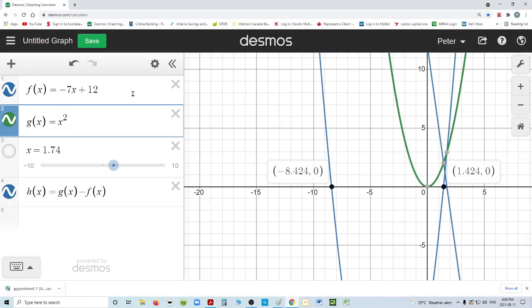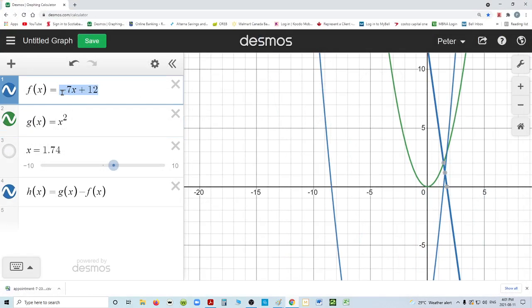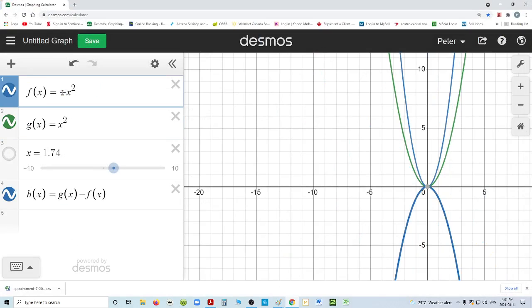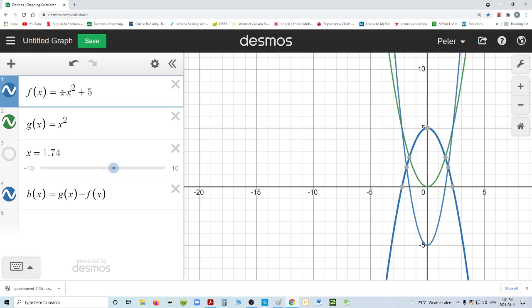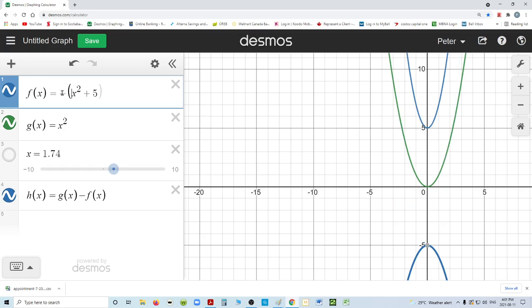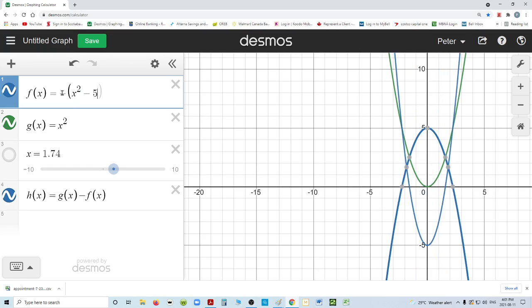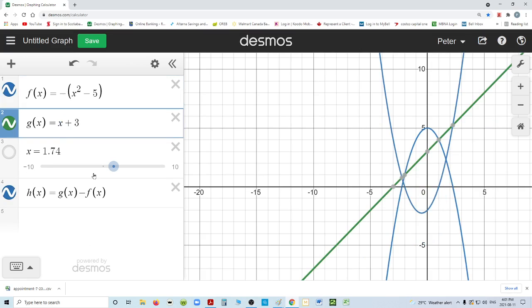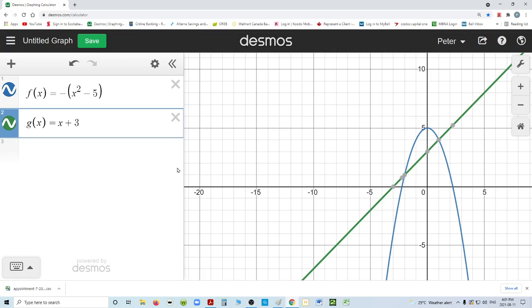So we're going to take f of x. We're going to do minus x squared plus 5. If you want to see what that looks like when it's correctly factored, it's minus x squared minus 5. And we're going to do the line x plus 3. Okay. Get rid of that, get rid of that. So there's our two lines, sure enough, with all the points.